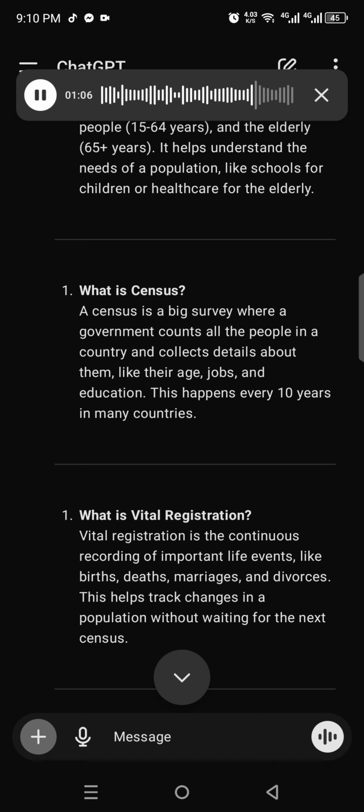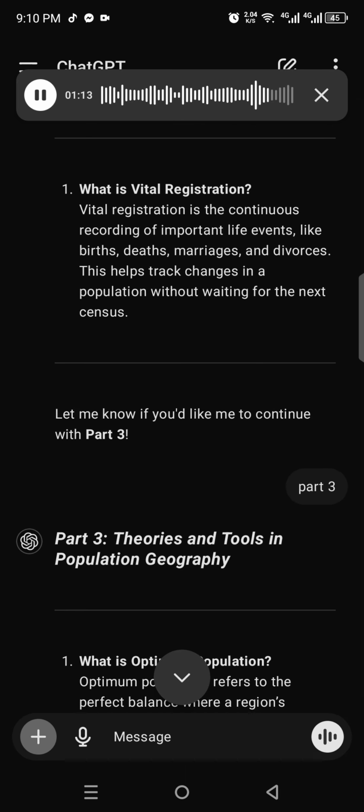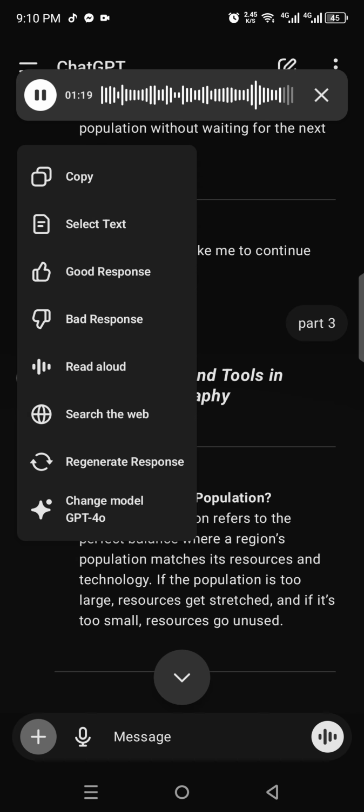5. What is vital registration? Vital registration is the continuous recording of important life events like births, deaths, marriages, and divorces. This helps track changes in a population without waiting for the next census.